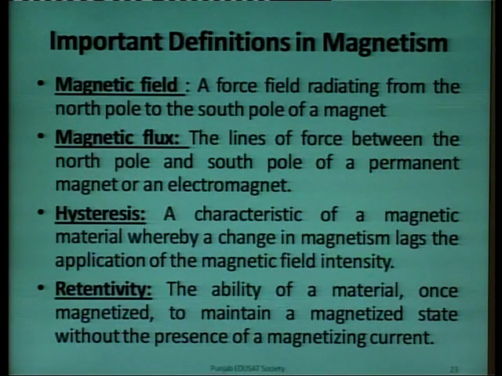Then we are having the hysteresis, a characteristic of a magnetic material whereby a change in the magnetism lags the application of the magnetic field intensity. It's known as hysteresis. Then the retentivity. This is the ability of a material, once it is magnetized, to remain in the magnetized state without the presence of the magnetizing current. So, this is called the retentivity of the material.